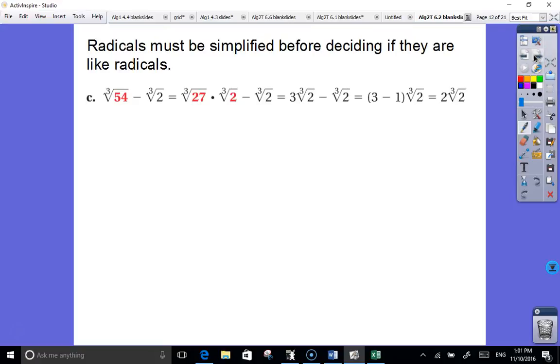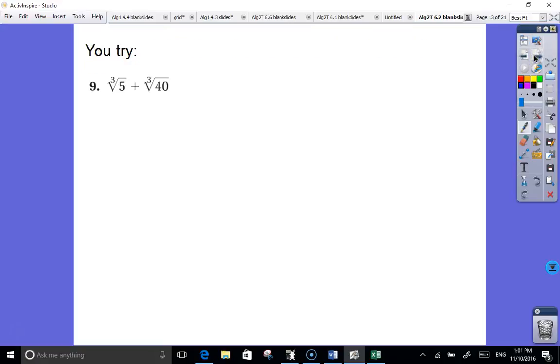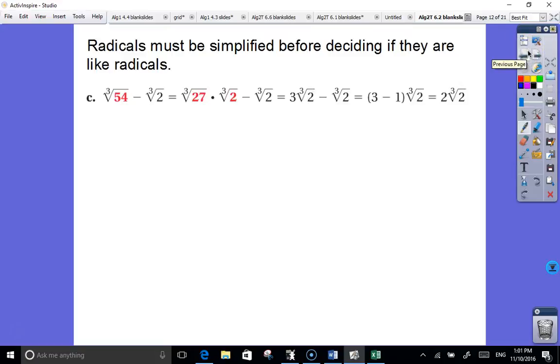Now, this is the kind of problem that you're most likely to be challenged with, which is, as you look at that, it would appear these are not like radicals. The cube root of 54 and the cube root of 2 are not like radicals. But you can simplify the cube root of 54. 54 is not a perfect cube. Does it have any factors that are perfect cubes? And the answer is yes, it's 27 times 2. And 27 is a perfect cube.